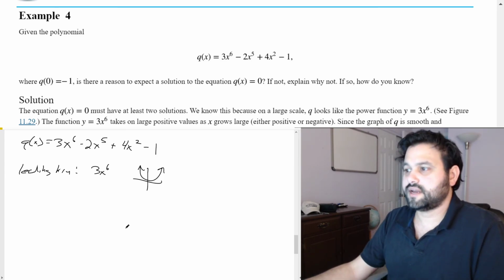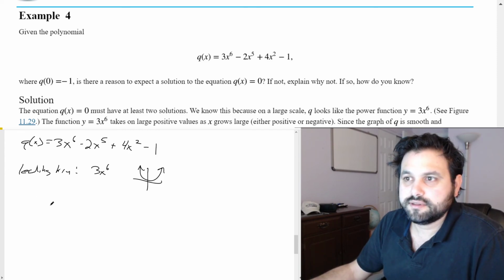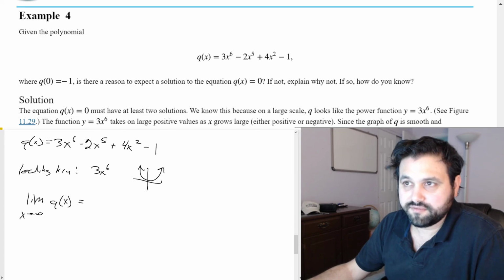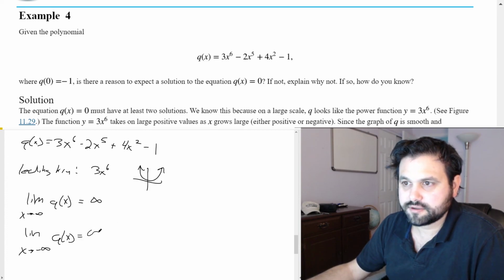So now we can identify the end behavior. So I could say that the limit as x approaches infinity of, I'm not going to write all that out, I'm just going to say q of x, but it's of the whole function, of this whole polynomial, the limit as x approaches infinity is infinity. And the limit as x approaches negative infinity of q of x, as we go to the left, that also goes to infinity.